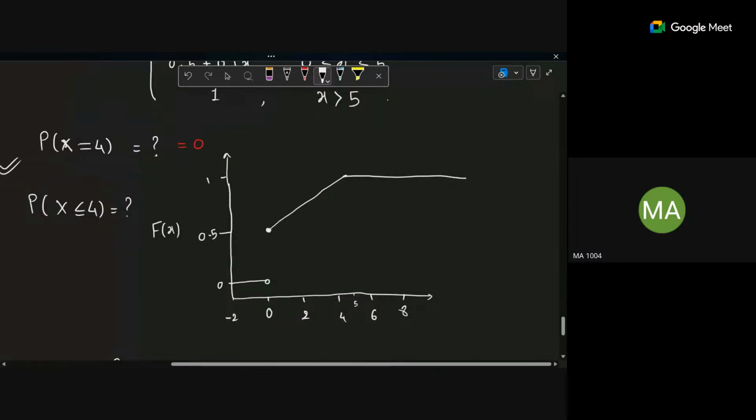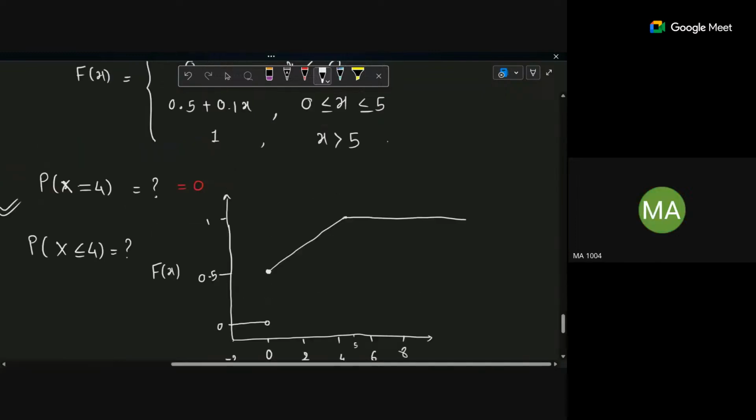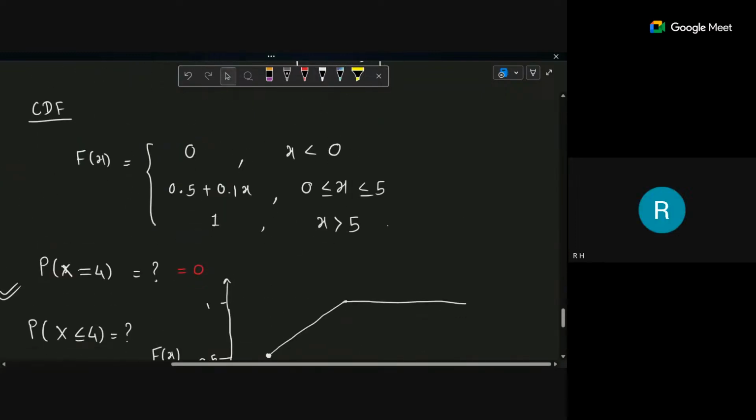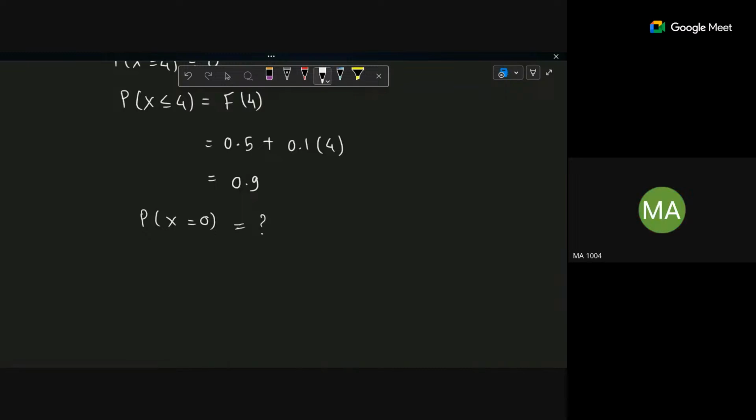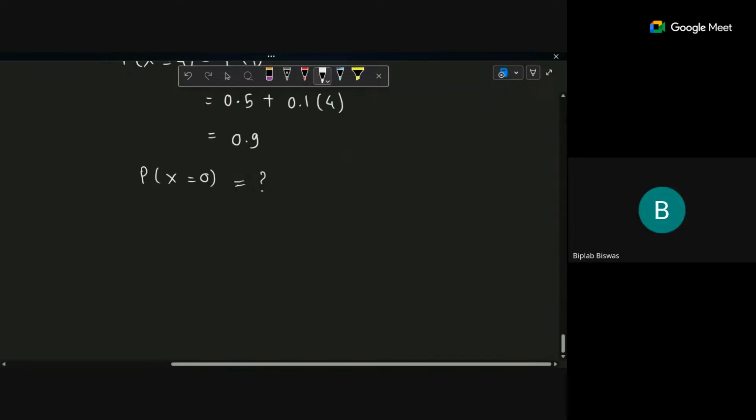You have to practice it so that you can directly go with the function also. 0.6, no? Okay, 0.5. It's a jump, no? Yeah. So it's 0.5 plus that 0.1x minus 0. So it will be what? 0.6.